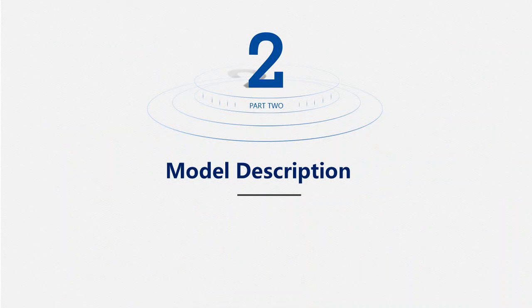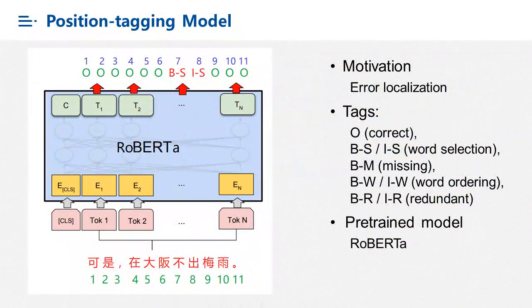Then I'll give further introduction about 3 types of models in our system: the position tagging models, correction tagging models, and BERT-fused NMT models. The position tagging model is a simple sequence tagging model with a RoBERTa encoder. The model concentrates on the error localization task. The output label consists of 8 types of tags and indicates the start position and end position of each error in the input sentence.